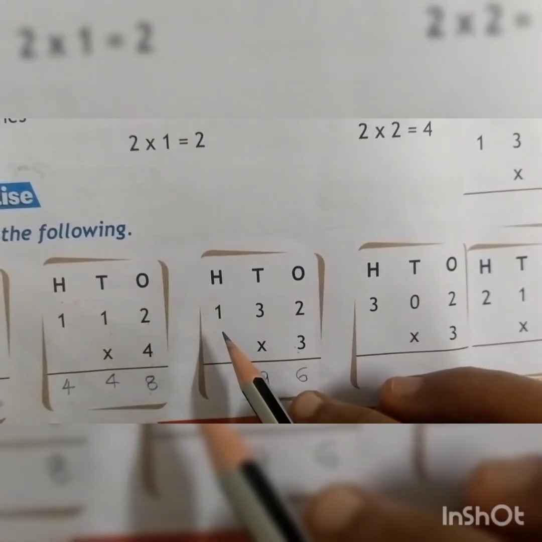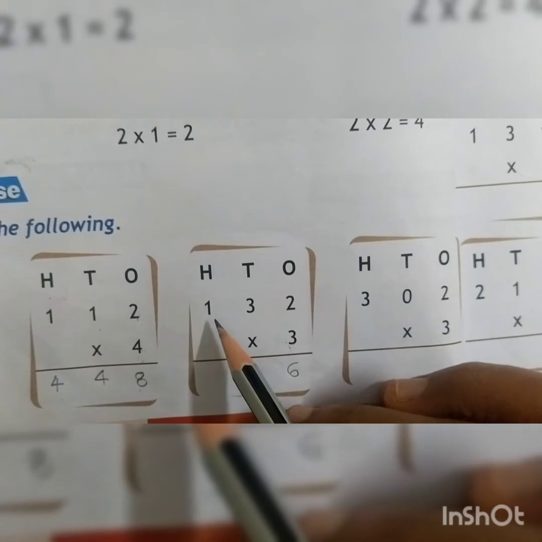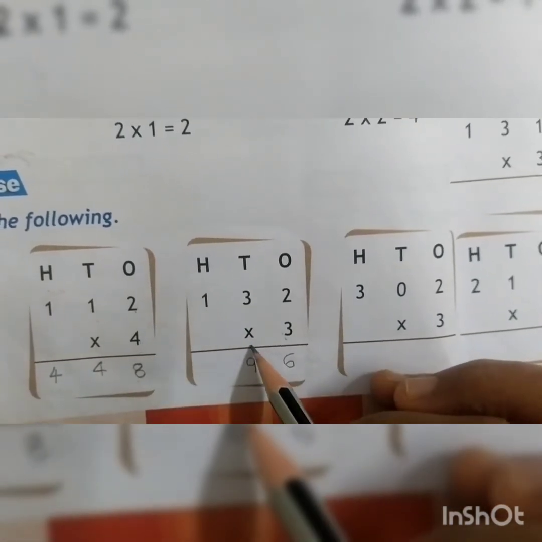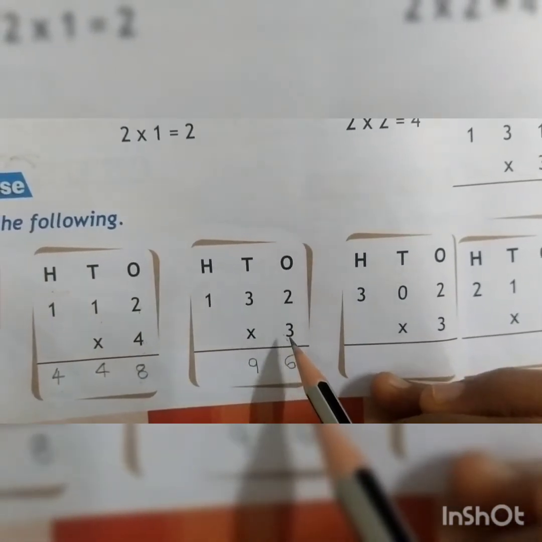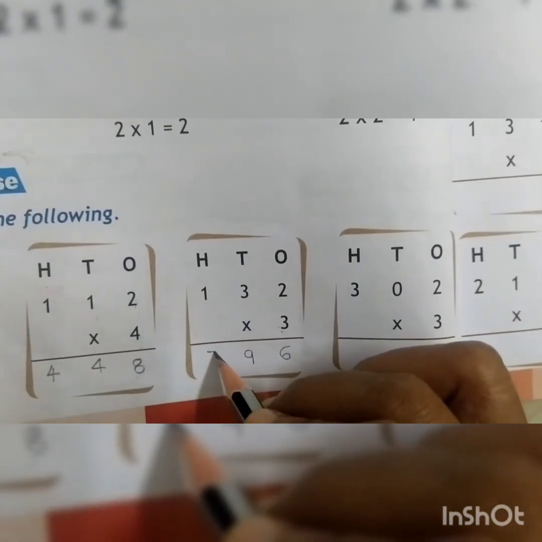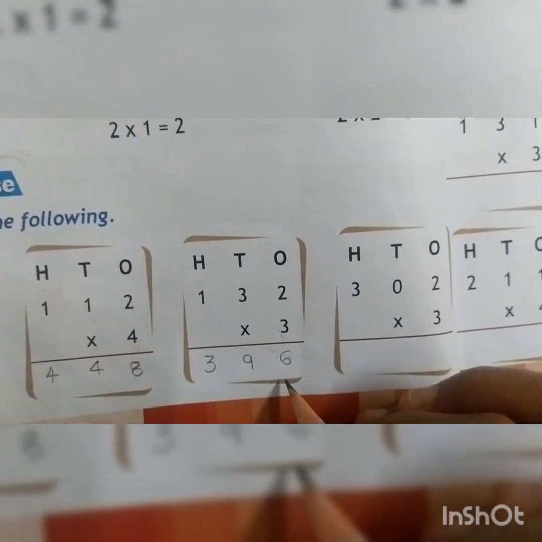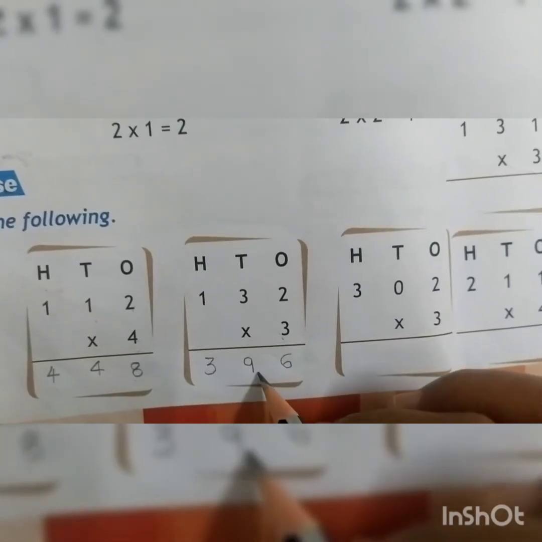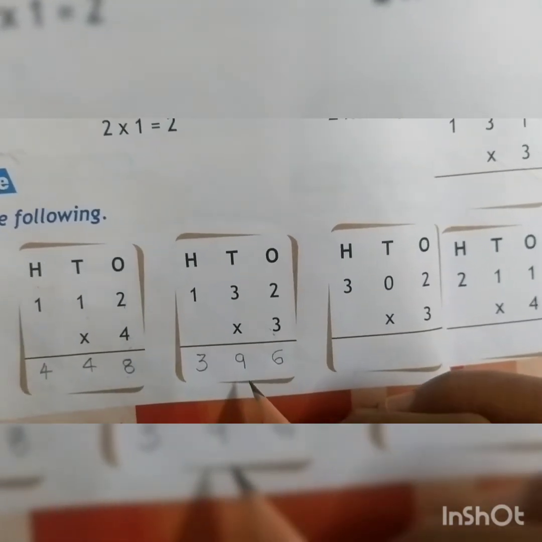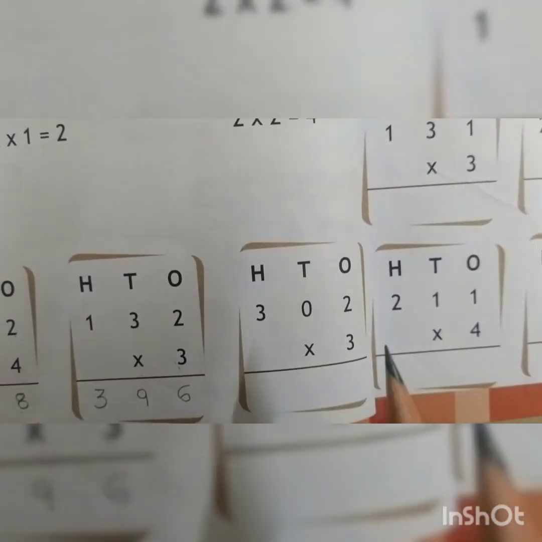Then we move to the hundreds column. Here at the place of 100 the digit is 1. So 1 into 3. Yes, 1 into 3 is equal to 3. Okay children, so the product is 396. 396 is the product. Okay. Then all of you look at the next one.